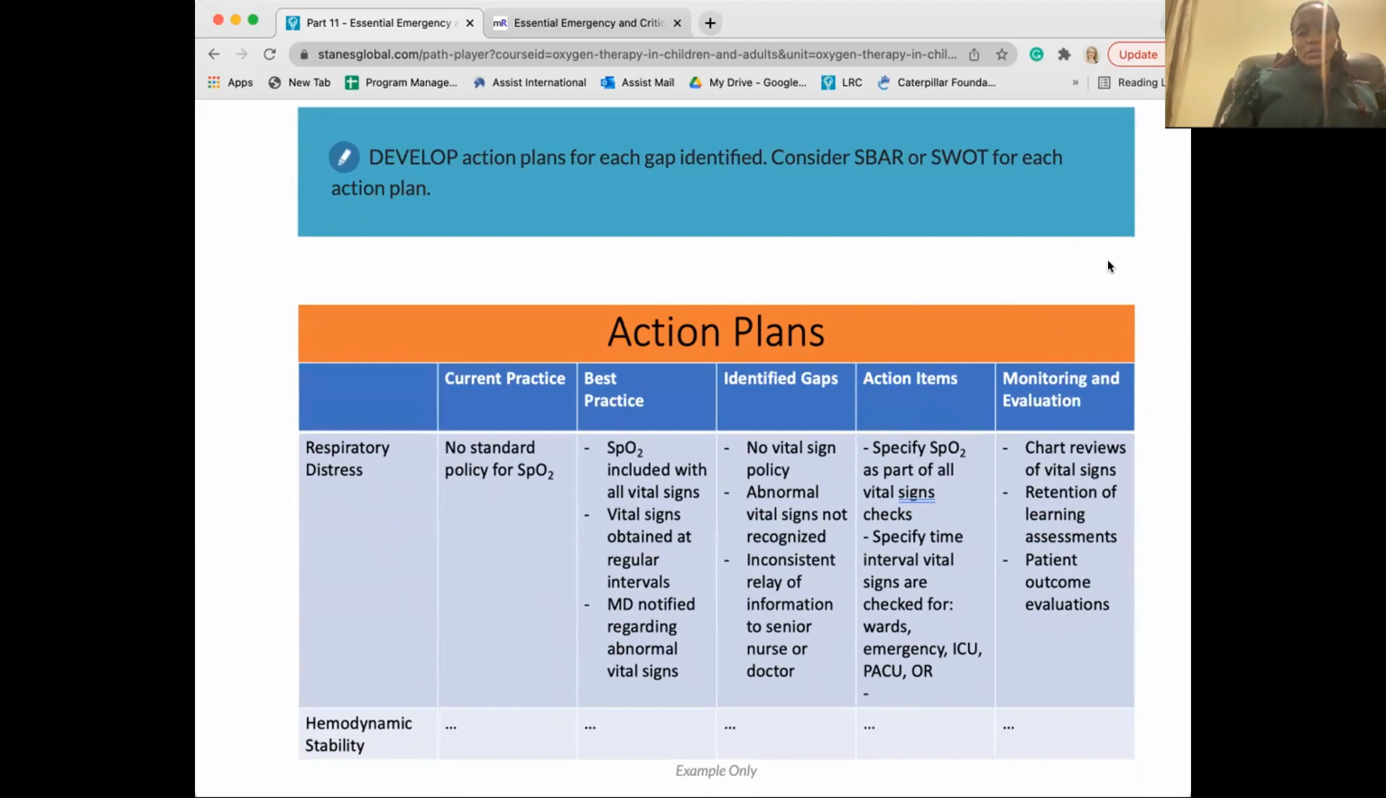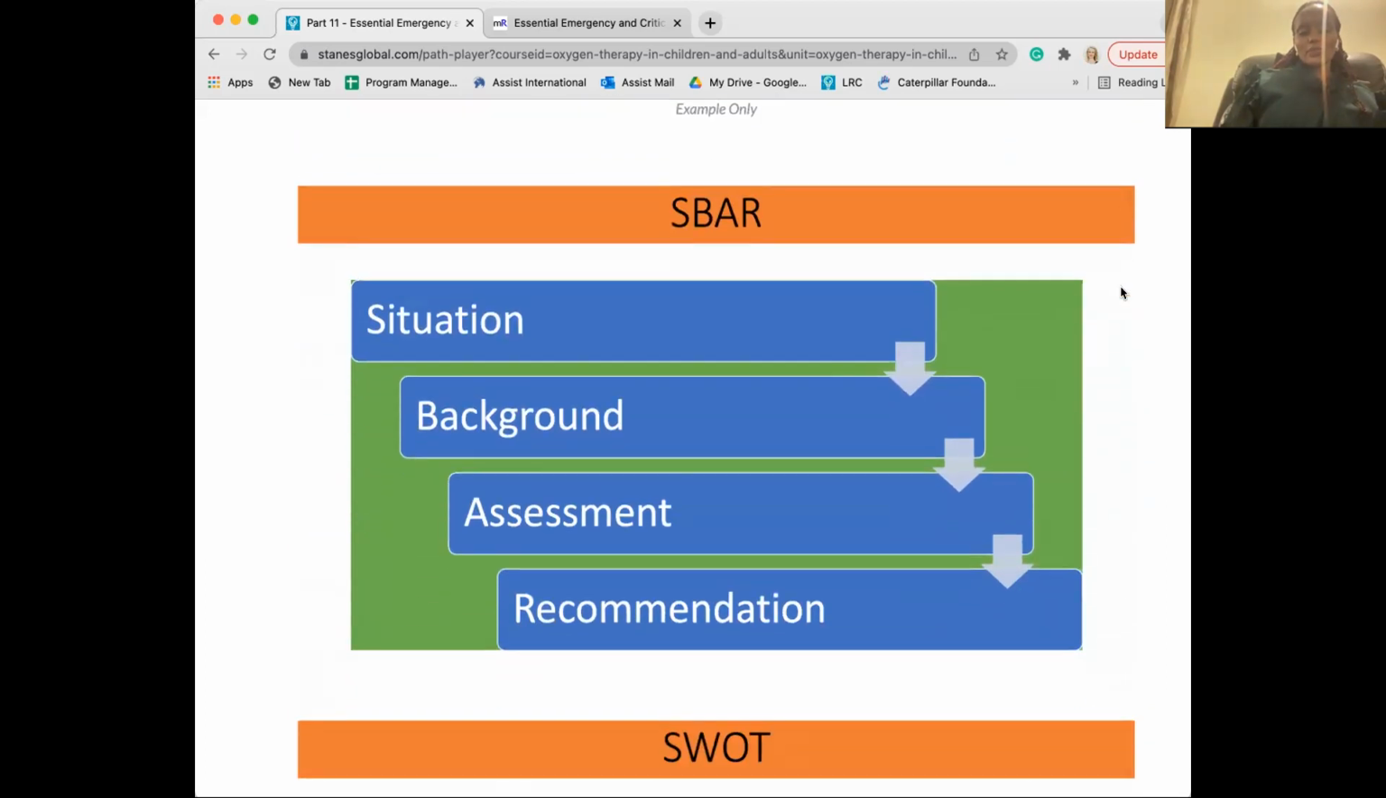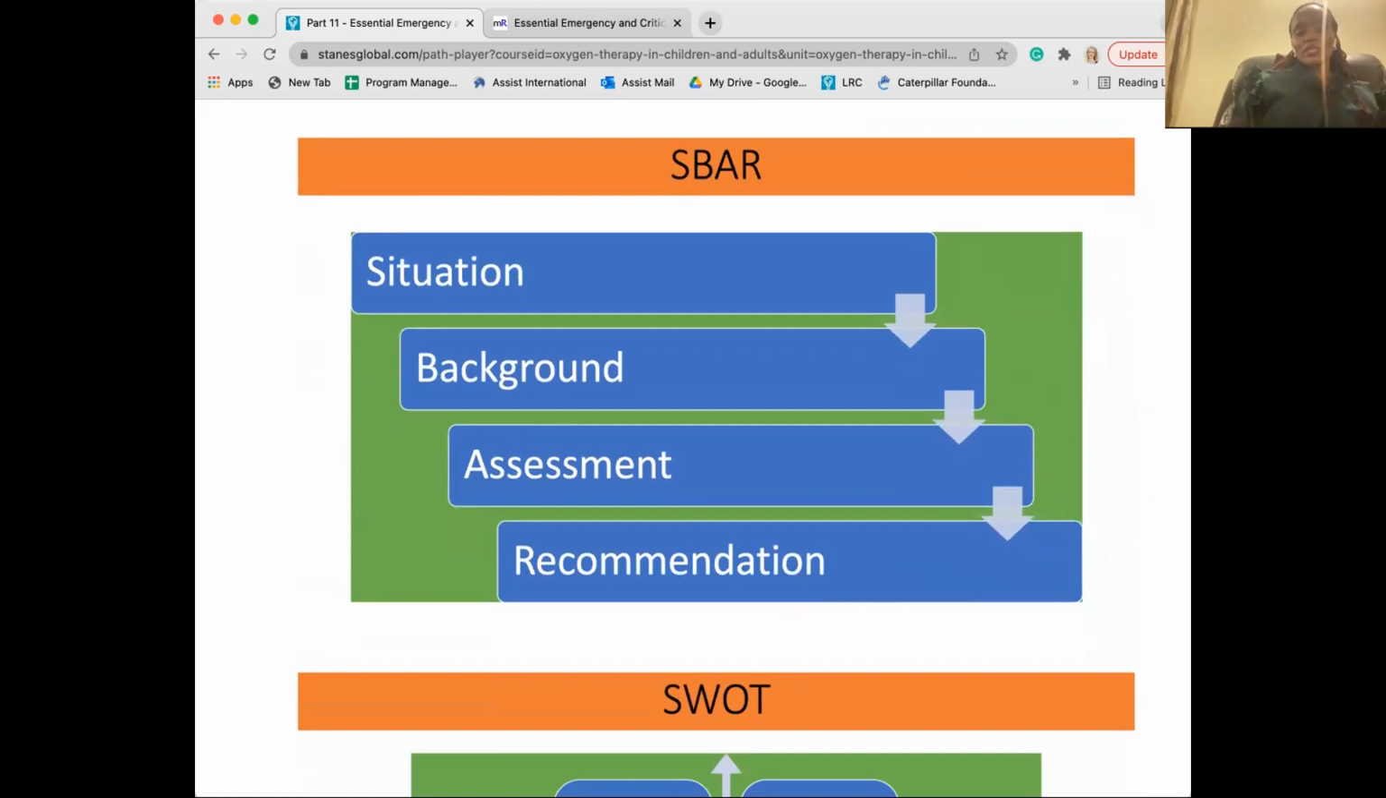You can continue down, just to explain SBA. So SBA is situation, to identify the situation. For instance, the situation is lack of oxygen: the patient needs oxygen and maybe there was no available oxygen. What is the background? How have you assessed the facility? Does the facility have the capability of providing oxygen or having oxygen cylinders?